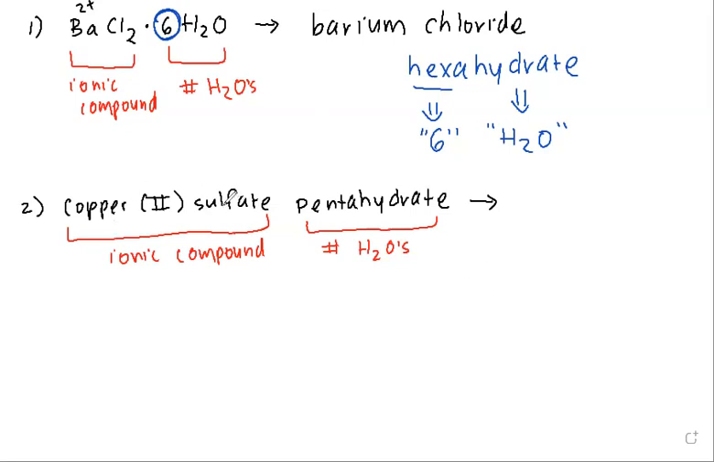So we're going to take the ionic compound part and figure out the formula for this ionic compound. And then we're going to put a dot between the ionic compound, and then we'll use a number in H2O to show the number of water molecules attached.